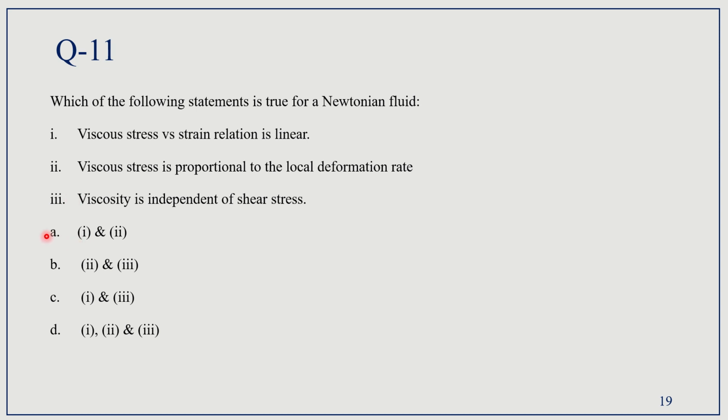which is given from option B. Option A it is 1 and 2, false. Option B it is 2 and 3, it is right. Option C it is 1 and 3. And option D it is 1, 2 and 3. So right answer is option B. 2 and 3 is the right answer. And we are dealing with the Newtonian fluid. For Newtonian fluid, viscous stress versus strain rate is proportional and viscosity is independent of the shear stress.